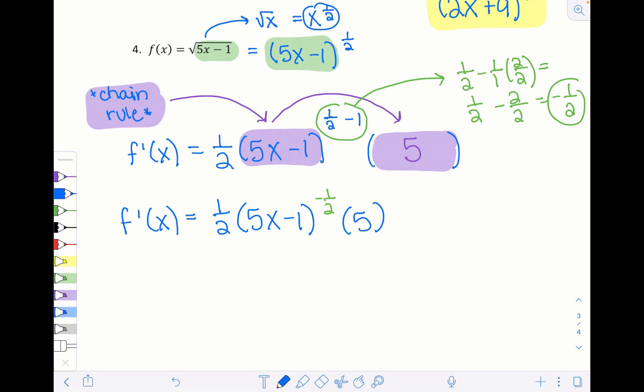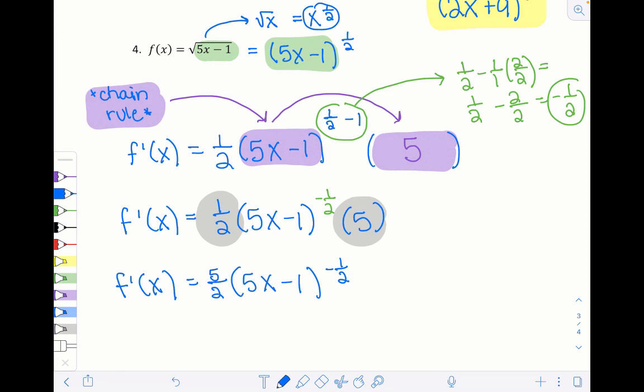And so here, in terms of multiplying, I can multiply the 5 and the 1/2 together, but the 5x minus 1 I would leave alone because that has an exponent of negative 1/2, so I can't combine it with anything else. So rewriting that would be 5 over 2 times (5x minus 1) to the negative 1/2.